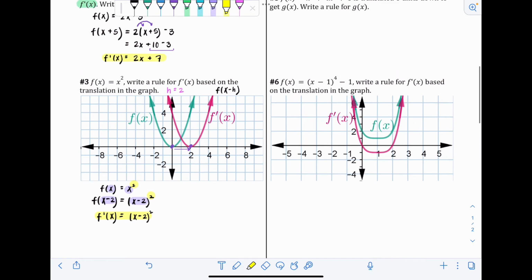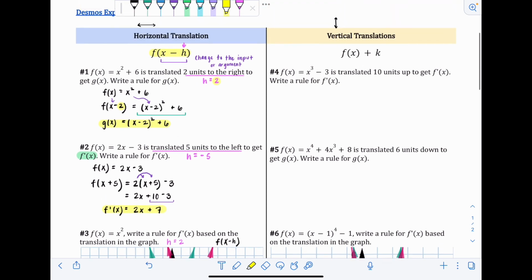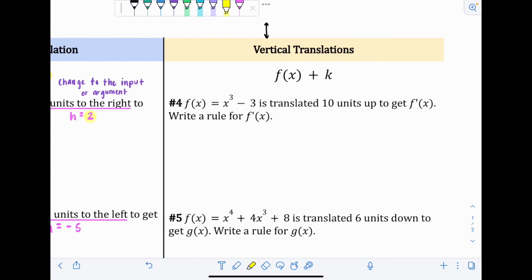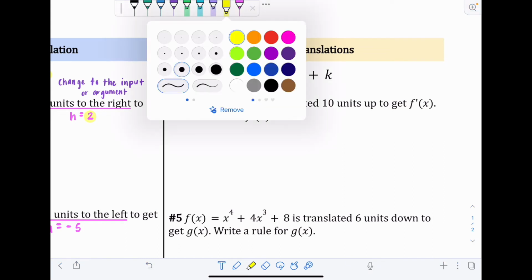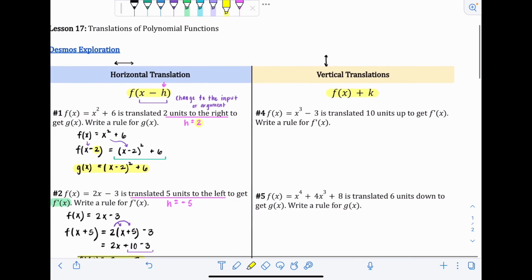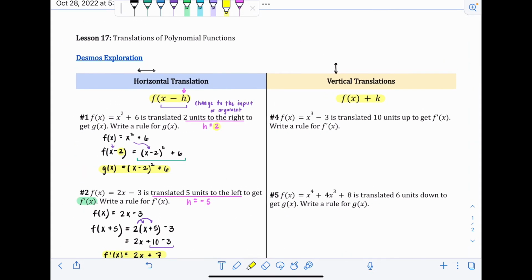Okay, and then for number 4, going back up to the top, we're on to vertical translations. The function formula for vertical translations is f of x plus k. Typically, vertical translations are a little bit easier to apply. I might add one more example at the end to show you.